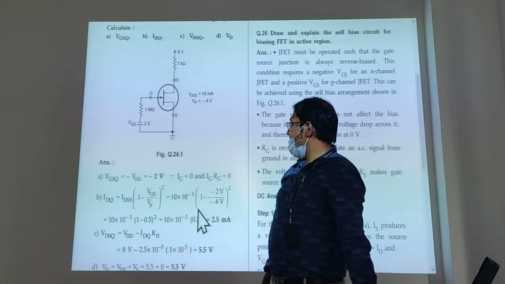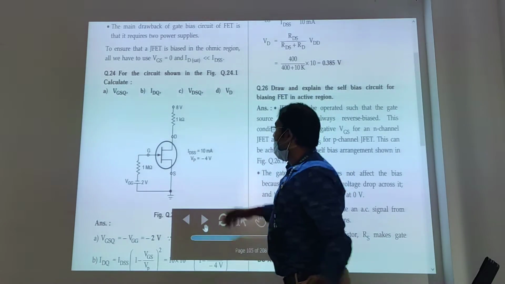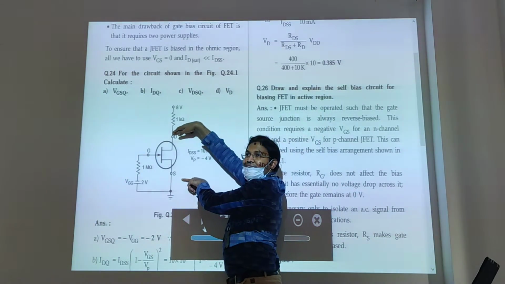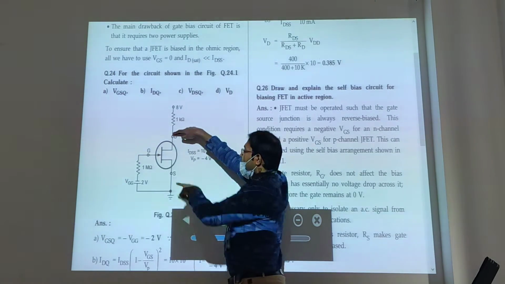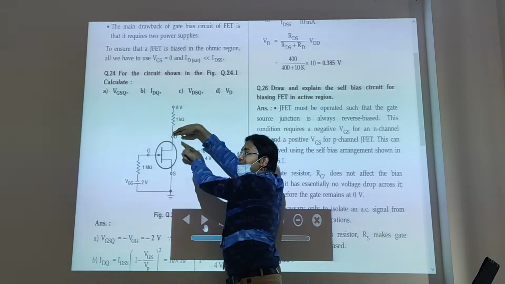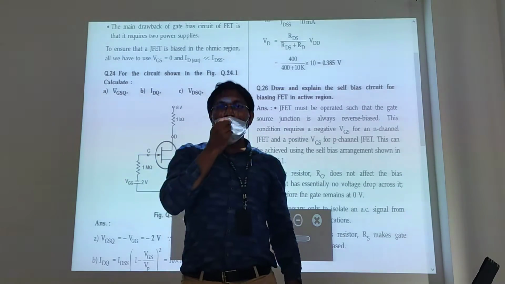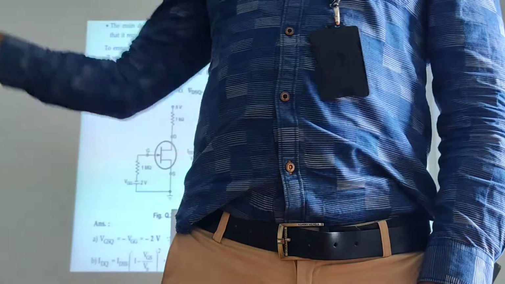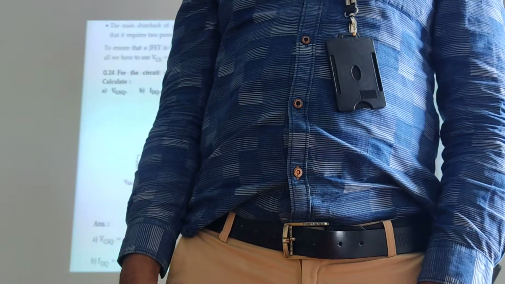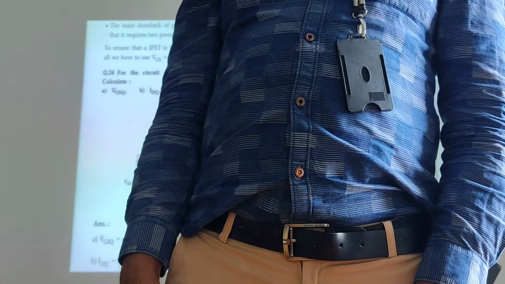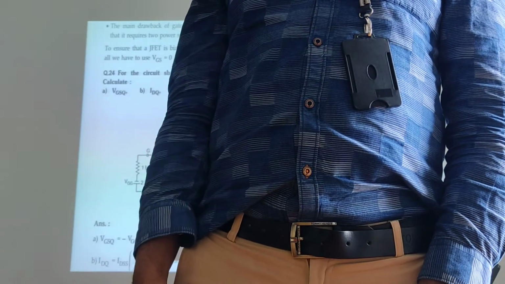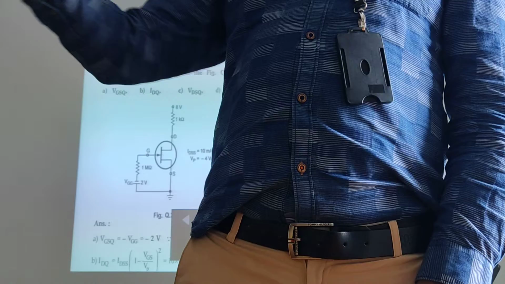Next, VD. How much will VD be? Because the source is grounded, VD will be equal to VDS, because the source voltage is 0. If the source voltage is not 0, what is the general formula for VD? VDS plus VS. Right?